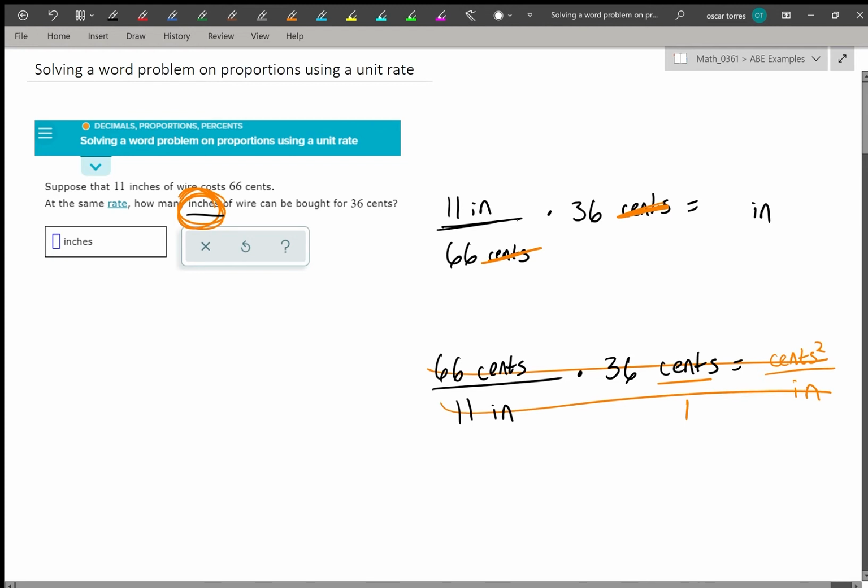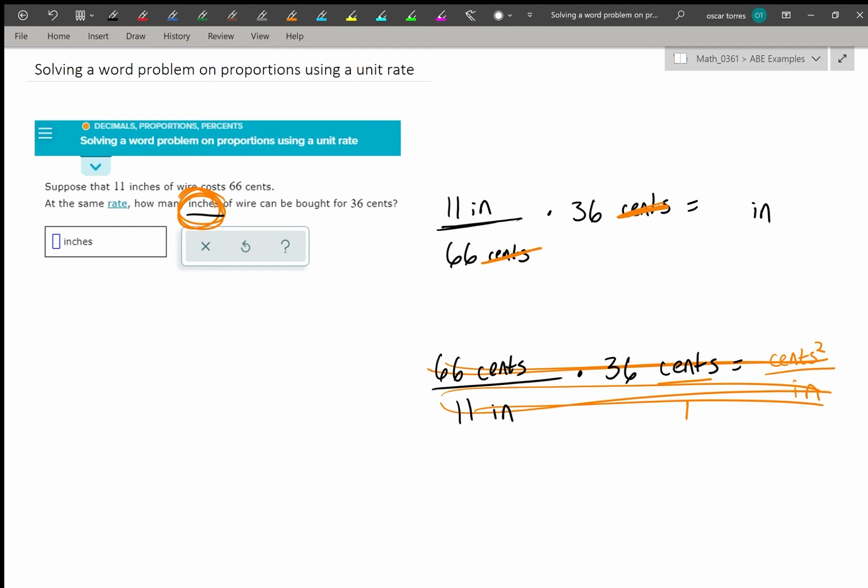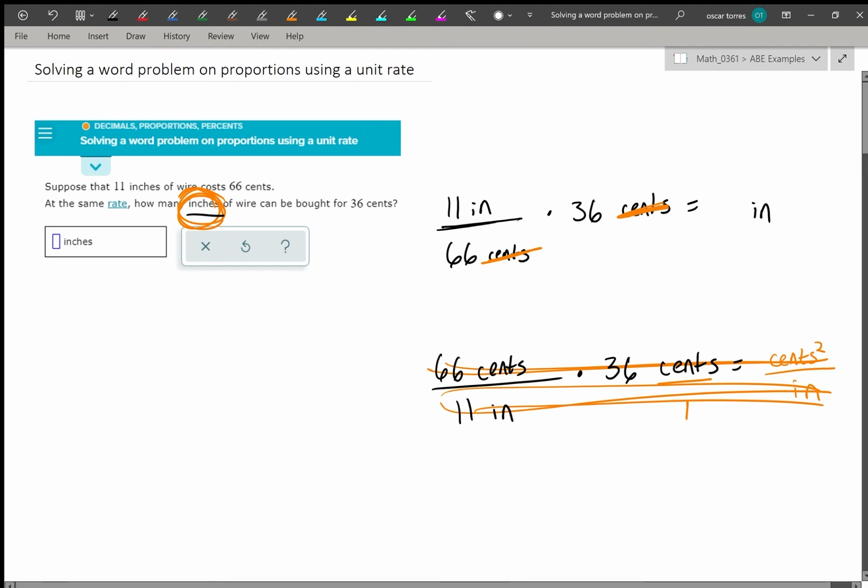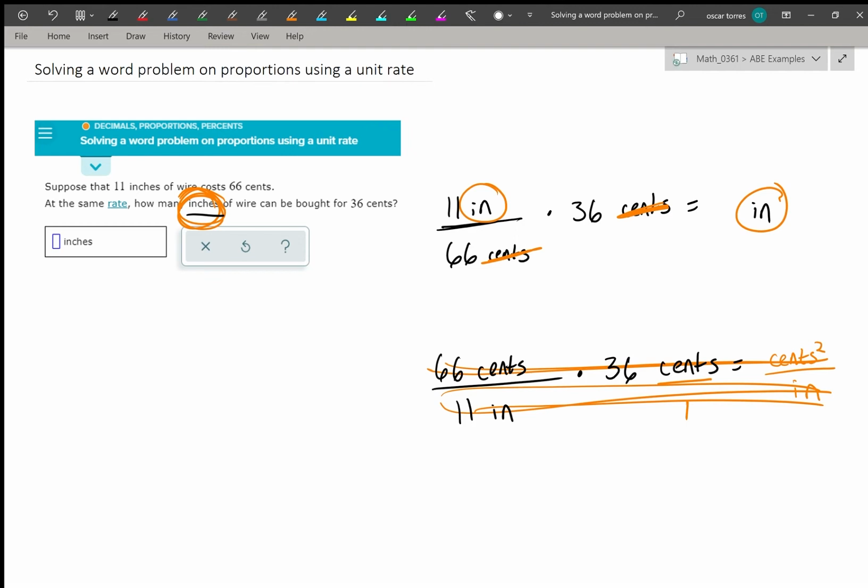Now for some problems that is what we want, but for this particular problem, we're only going for inches, so we want cents to cancel out. So we know that this is our setup because there's a cent at the bottom and a cent at the top of the fraction, and they cancel each other out to leave us with inches as our only unit for our answer, and that's what the problem is asking us for. How many inches of wire can be bought for 36 cents?